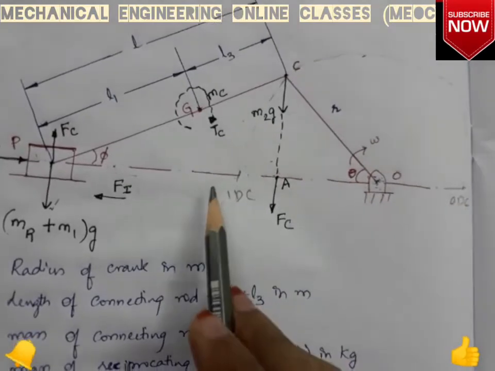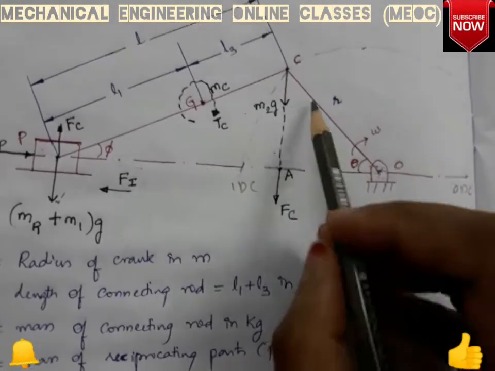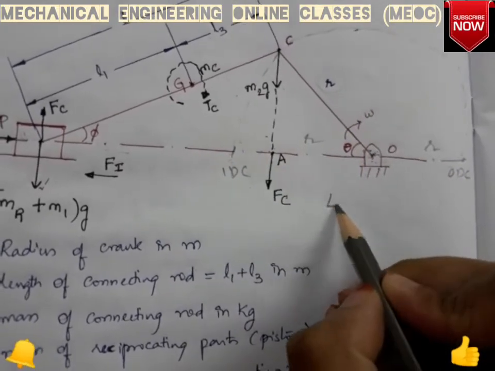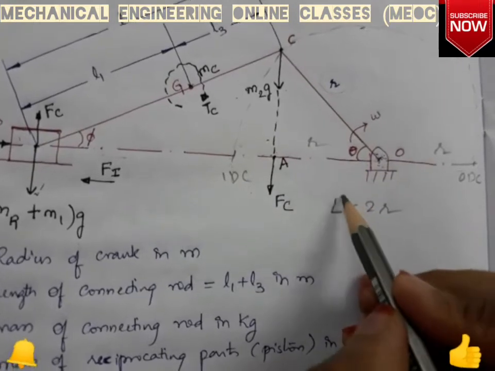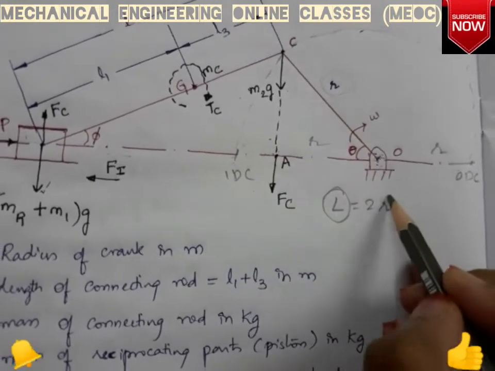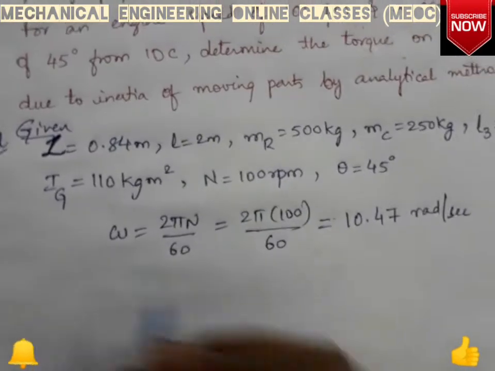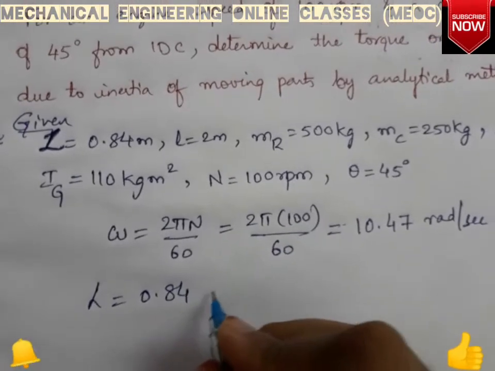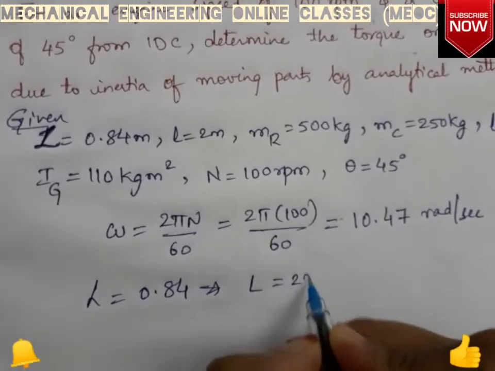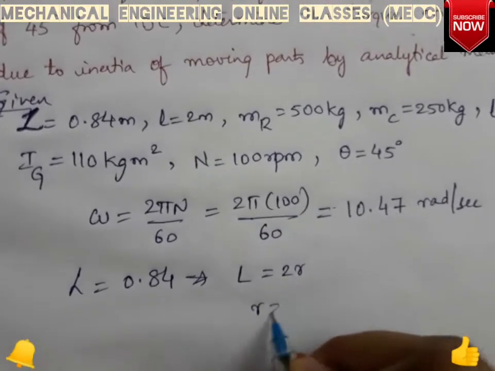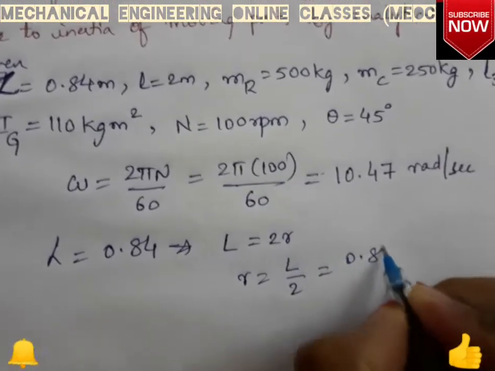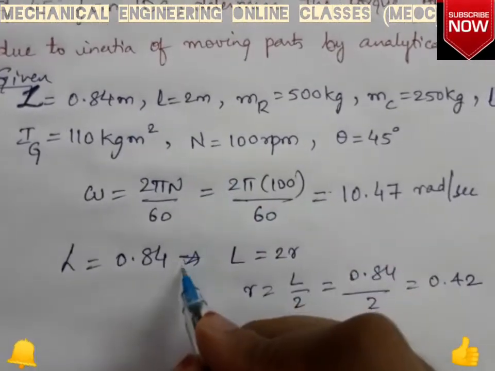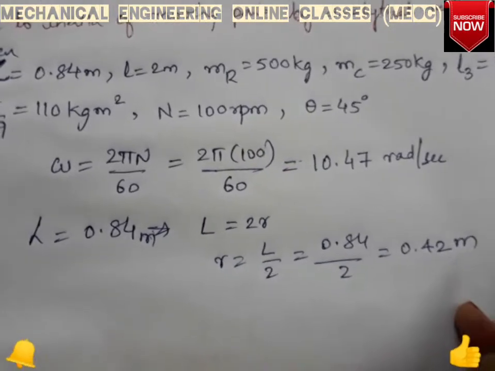So the length of stroke is IDC to ODC, which is nothing but in terms of the crank length, it will be R plus R, that is L is equal to 2R. So in the given question, L is given to us. So from this we have to find the R. Given stroke length L is equal to 0.84. We know that L is equal to 2R. So R will be equal to L by 2, that is 0.84 by 2, which is 0.42. Since this is in meter, this is also in meter.